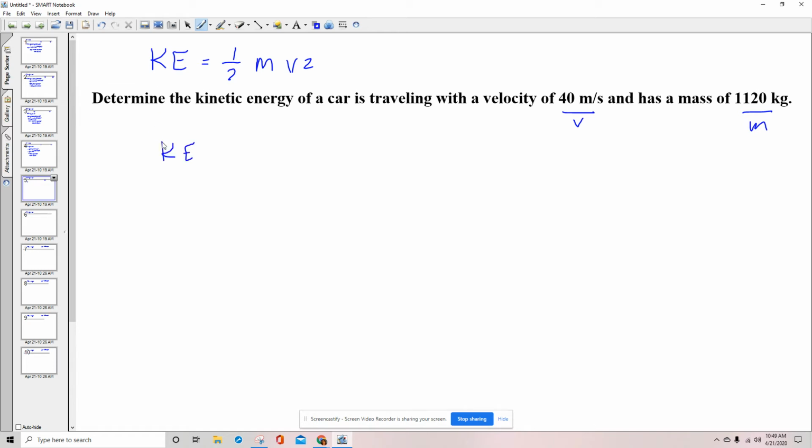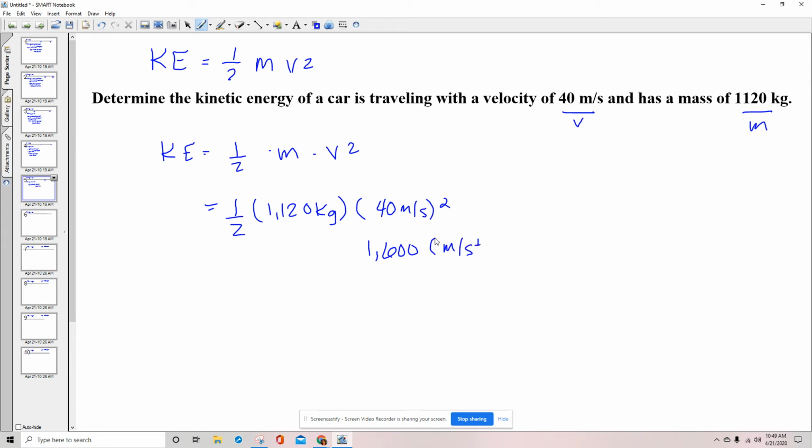So again, kinetic energy equals 1/2 times mass times velocity squared. So that's going to be 1/2 times a mass of 1,120 kilograms times 40 meters per second squared. So 40 meters per second squared, we have to do that one first. That's going to give us 1,600 meters per second squared, times 1,120 kilograms.